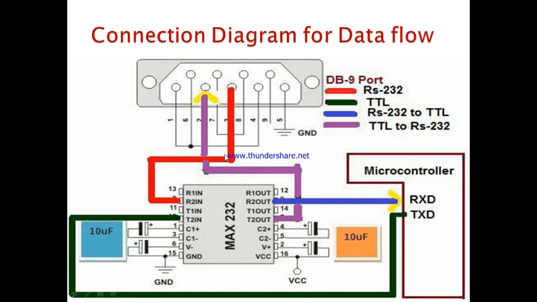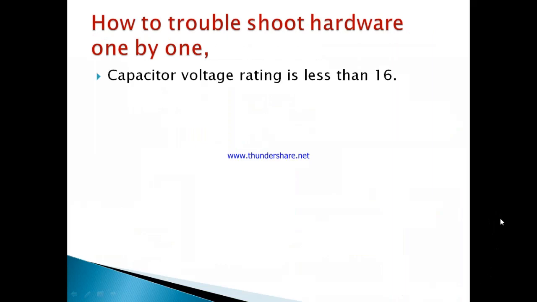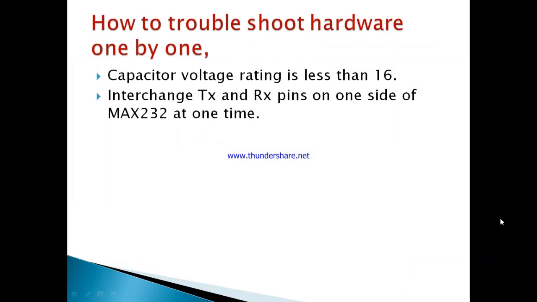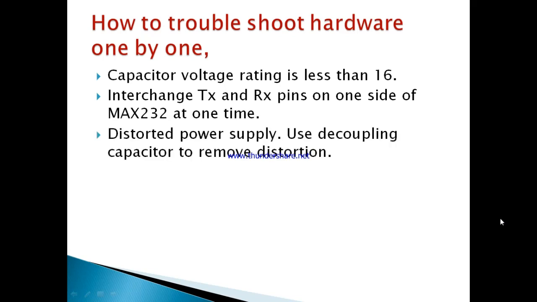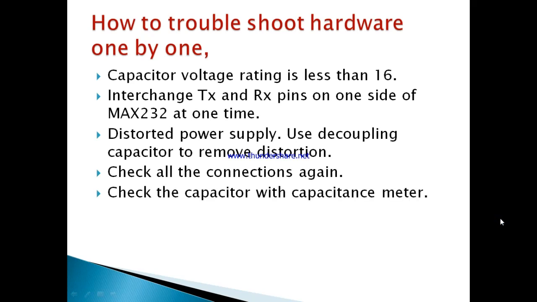How to troubleshoot hardware one by one. Capacitor voltage rating is less than 16. Interchange TX and RX pins on one side of MAX232 at one time. Distorted power supply: use a decoupling capacitor to remove distortion. Check all the connections again. Check the capacitor with a capacitance meter. Use a tantalum capacitor for better performance.